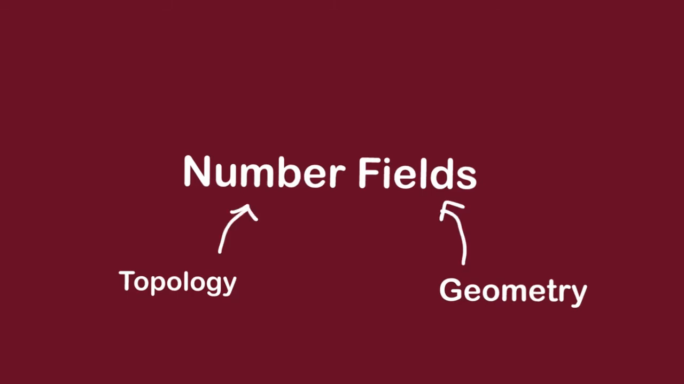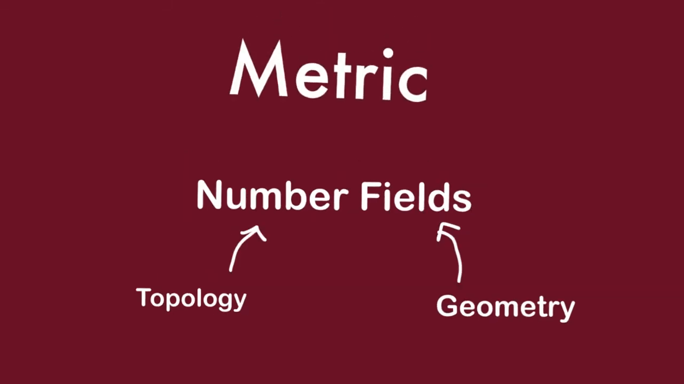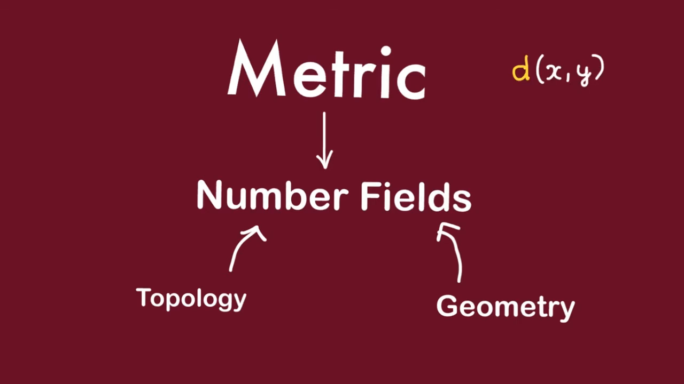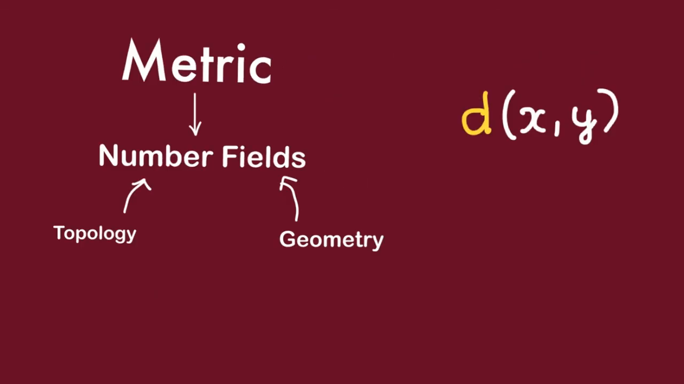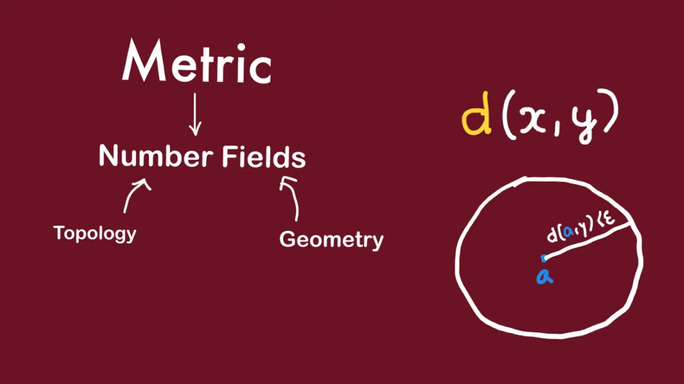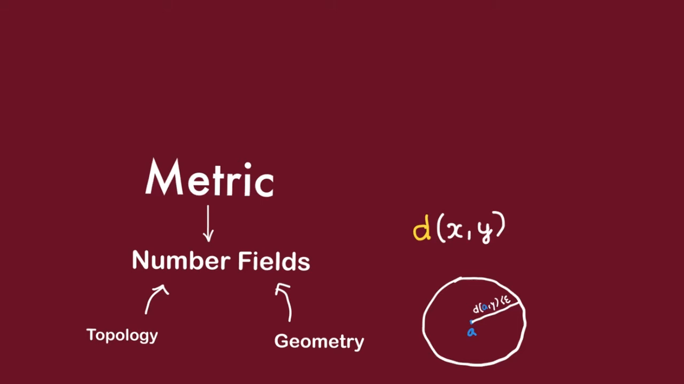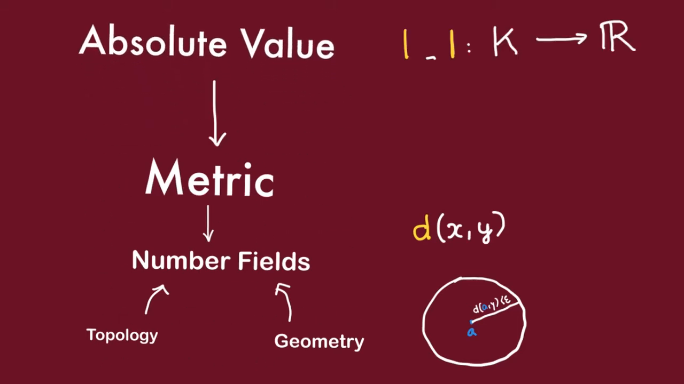We want to use techniques from topology and geometry to study number fields. One way to do that is by putting a metric on the number field. Once we have a notion of distance on the number field, we can then start talking about open balls in the number field. These open balls would then give a fundamental system of neighborhoods and thus give us a topology on the number field.